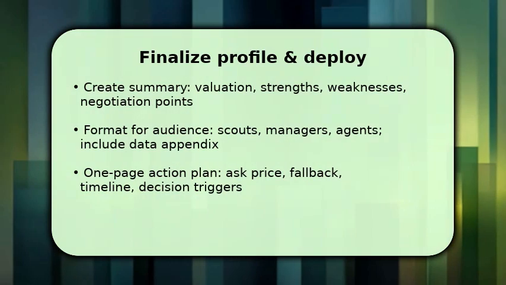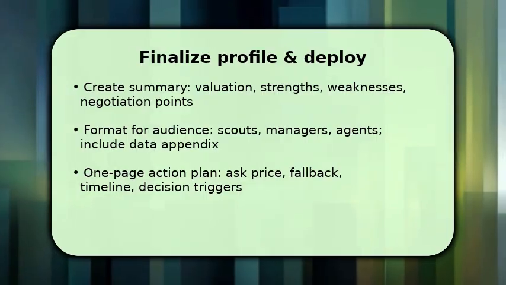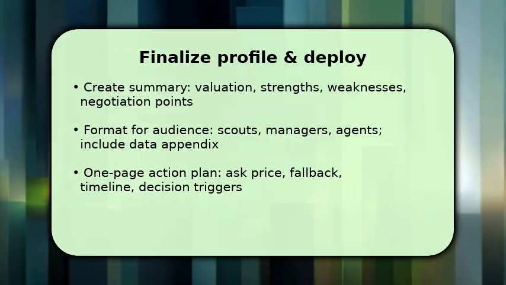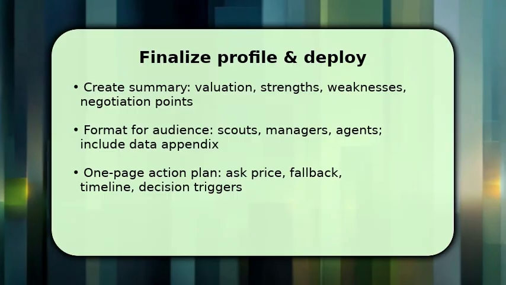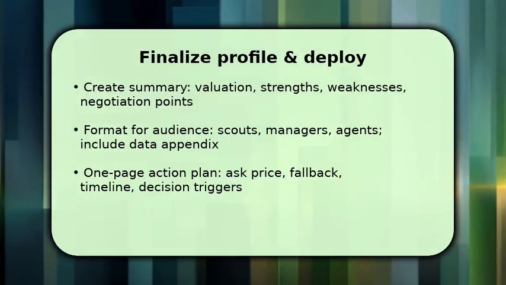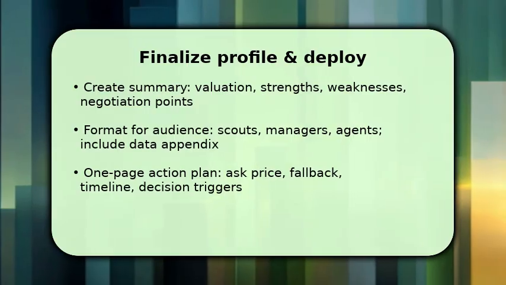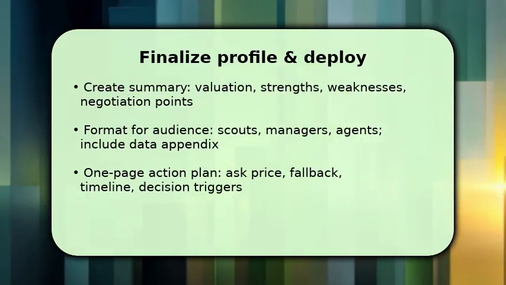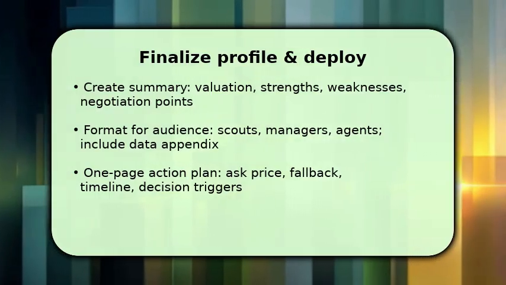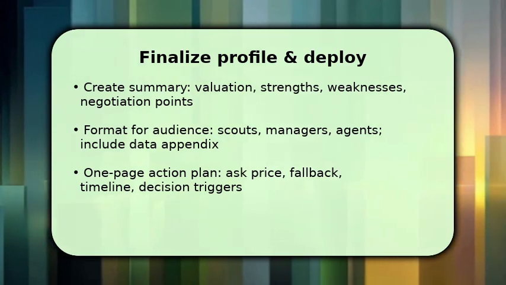You finish by turning analysis into an actionable profile, a concise valuation, clear strengths and weaknesses, and recommended negotiation points. Then tailor presentations for each audience. Scouts want metrics, managers want fit and tactics, so make one data appendix and one executive summary. Once delivered, set an action plan with ask price, fallback, and timeline. This drives follow-up. If numbers or interest change, troubleshoot by revisiting minutes and comparable transfers first. Those usually explain most variance.